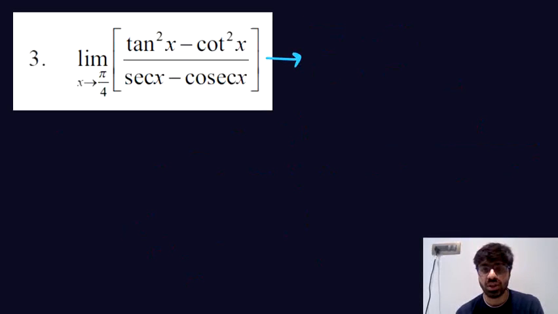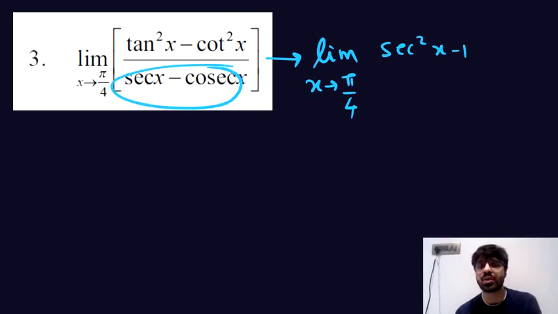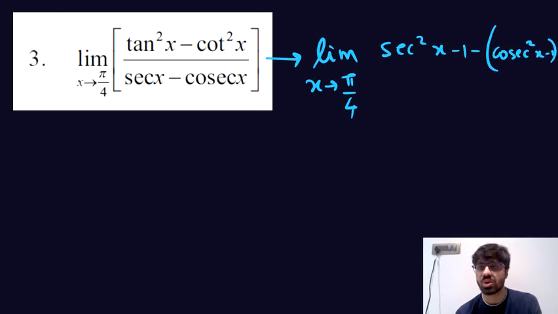Moving on with the third question. We have limit of x tends to pi by 4. In the numerator, you have a tan square x, which can be easily written as sec square x minus 1. Now we are doing it because we have sec x and cosec x in the denominator, okay? And the cot square x term can be written as cosec square x minus 1. So when you open up the bracket in the numerator, this becomes minus cosec square x and plus 1. Minus 1 plus 1 becomes equal to 0. So we are left with sec square x minus cosec square x.